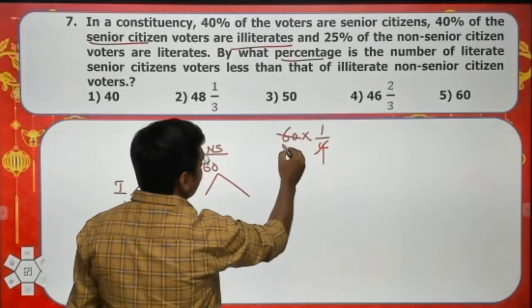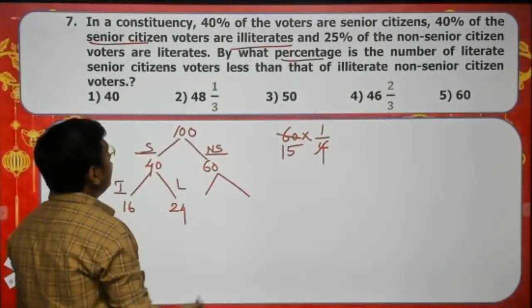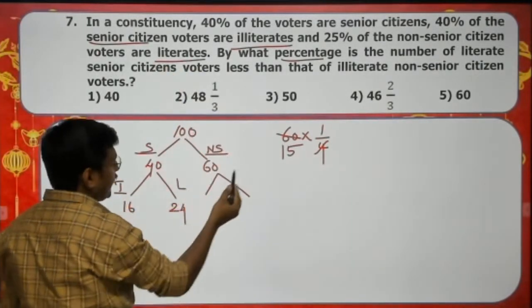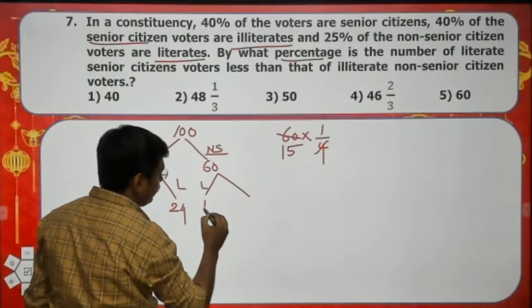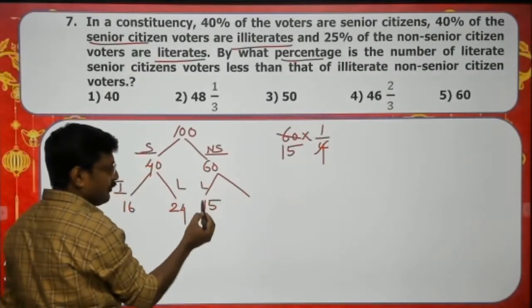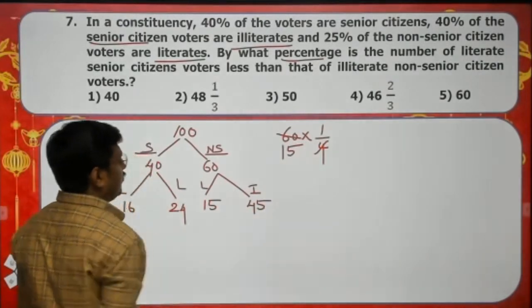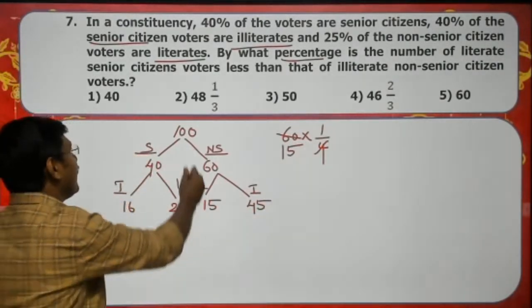So on cancelling, 1 times 5 times 15. So 25% of non-senior citizens are literate, clearly given. That means 15 are literate. Out of 60, if 15 are literate, then illiterate is 45. Correct. These all values are based on our assumed 100.